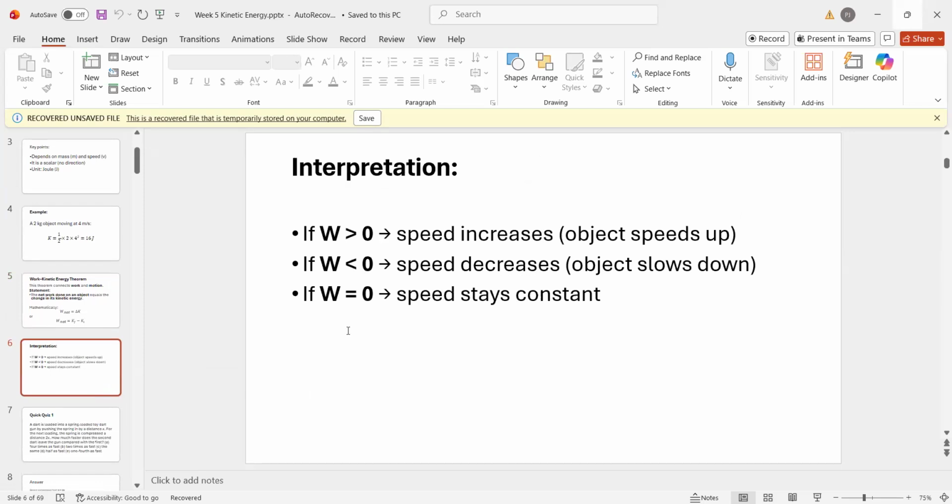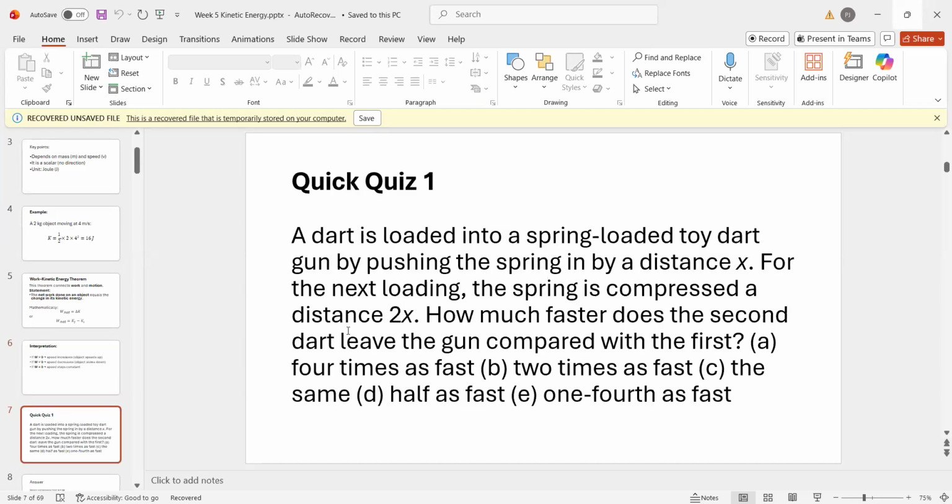So when the work is greater than 0, we know that speed increases. But when the work is less than 0, the speed decreases. When the work is equal to 0, the speed stays constant. It's basic that we know about this. When the work done is greater than 0, you are moving and your speed is increasing, but when it is 0, you are at a constant position.